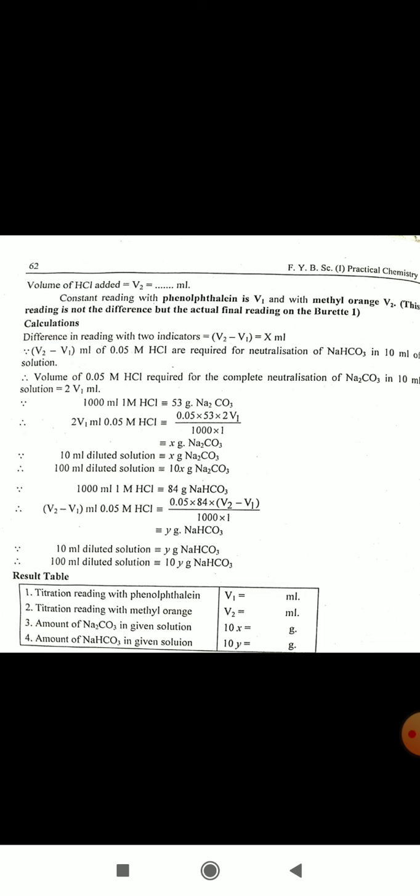Last is the result table of this practical: the titration reading with phenolphthalein, that is the V1 reading, and the titration reading with methyl orange, which is V2. The amount of Na2CO3 in the given solution is the value from the calculation, and the amount of NaHCO3 in the given solution is 10y gram, from the calculation. Put these values in the result table.